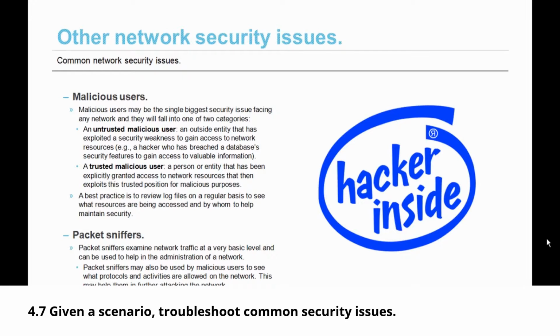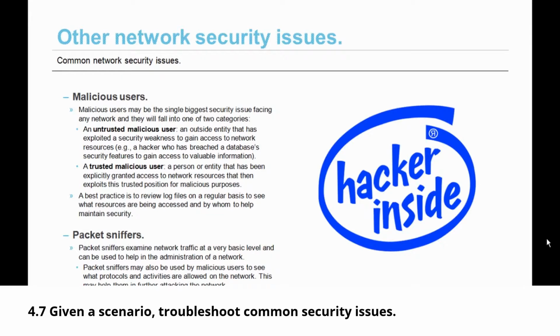Even worse than the untrusted malicious user is a trusted malicious user. This is a person or entity that has been explicitly granted access to network resources that then exploits this trusted position for malicious purposes. And they are harder to guard against because you've already granted them access inside of your defenses. A best practice is to review log files on a regular basis to see what resources are being accessed and by whom to help maintain security.